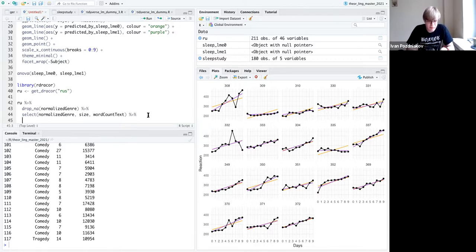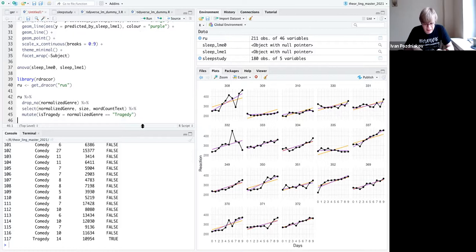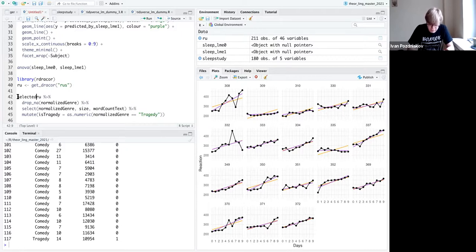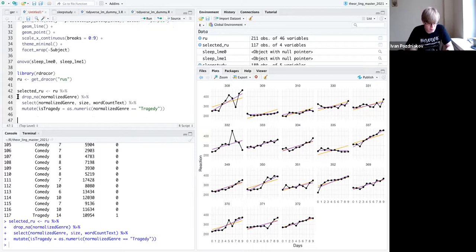And also, let's create another variable, a binary variable, whether it is a tragedy. Something like a dummy variable that we created previously. In this case, it will be actually important because for some reason, when you do logistic regression in R, it doesn't want to do this binary variable by itself. Let's say as numeric. So we did some preprocessing.